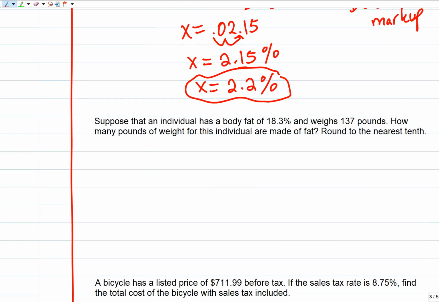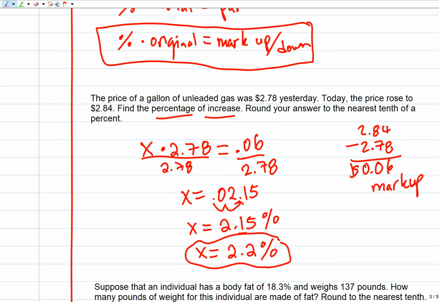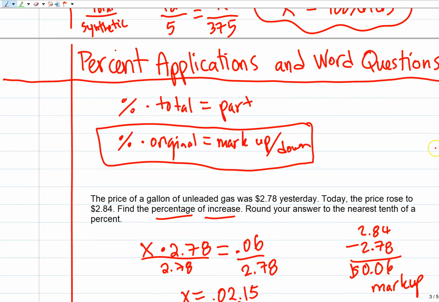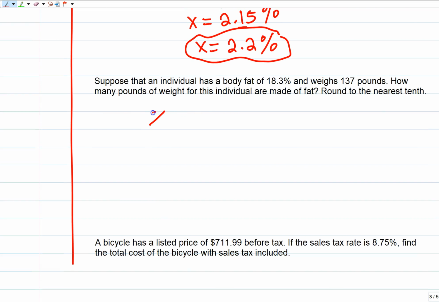Suppose that an individual has a body fat of 18.3% and weighs 137 pounds. How many pounds of this individual's weight is made of fat? It's not very nice, but this is still a percentage question. Is this a markup? No, they gave us a percent and they gave us a total amount. So I'm looking at this and going, hey, percent of total equals part. So I'm doing percent times total equal to the part. What's the percentage? 18.3%. So what do we bring down here? As a decimal, move it twice.